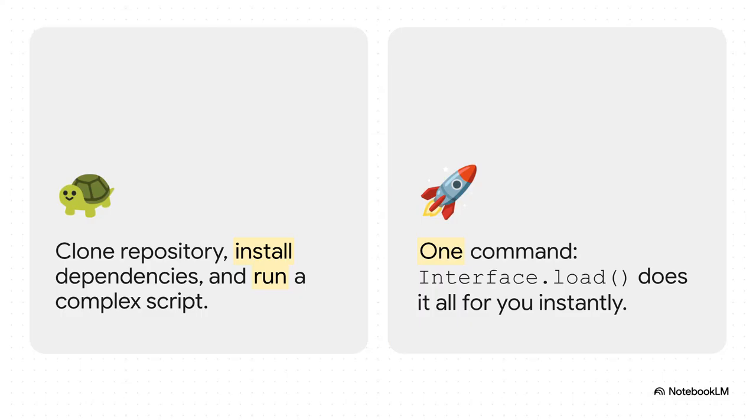With one line, you have a fully functional application that someone else already built and perfected running right there on your machine. And this is where you really see the leap. The old way, you'd have to go find the repo, clone it, install all the dependencies, and then try to figure out how to actually run the thing. The new Gradio way, it's one command that does all of that for you, instantly.